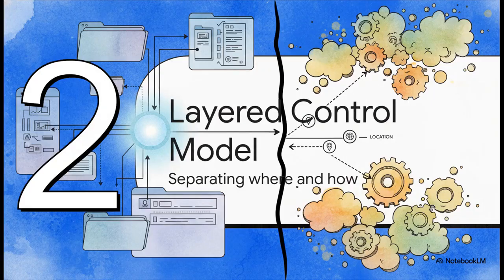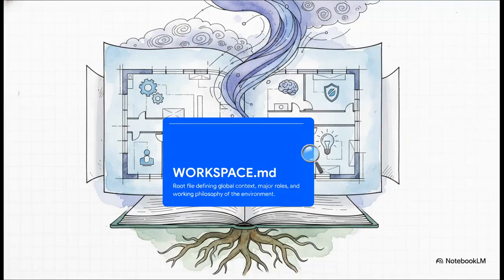Section 2, the layered control architecture. So how do we actually solve this prompt overload? We do it methodically through a layered control architecture. This approach brilliantly separates where the agent is from how the agent should think. At the very top of our stack, we have the workspace.md file. Think of this as the global building directory for your AI. Before the model does anything else, it reads this root file to understand the big picture. It sets the global context, it outlines major project roles, and it establishes the working philosophy of your entire digital environment.